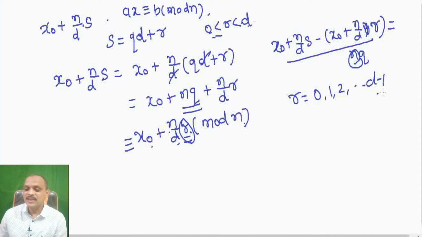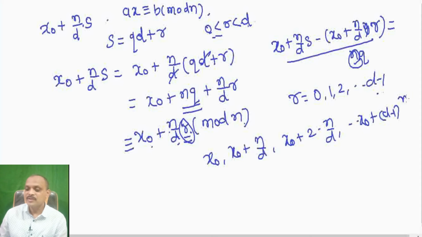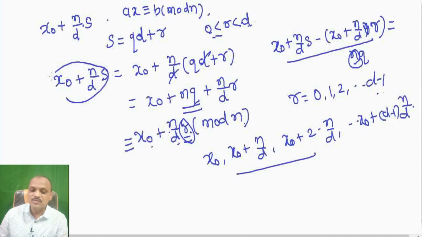If the value of r is like this, then this is one of the solutions: x0, x0 plus n divided by d, x0 plus 2 times n divided by d, up to x0 plus (d minus 1) times n divided by d. So this is one of these solutions. That means any other solution is congruent to one of these solutions. So friend, we have shown that there are only d incongruent solutions to this linear congruence ax congruent to b modulo n.